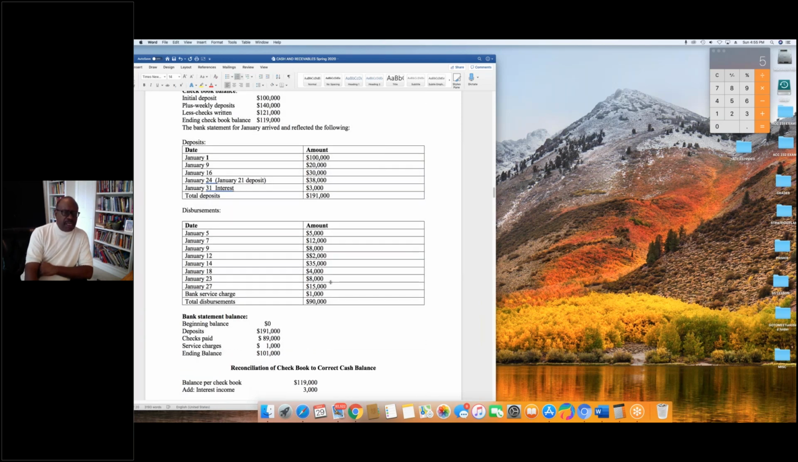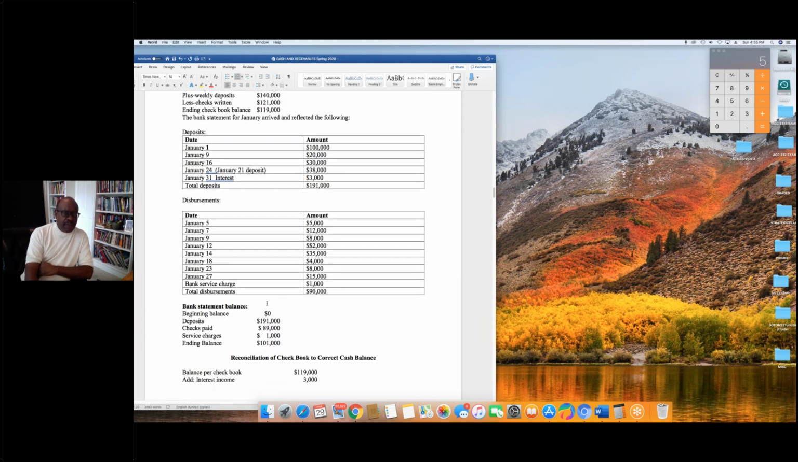So when we prepare this reconciliation, we go with the bank statement, 0. We look at their deposits, 191. We look at the checks that they paid, 89,000, the service charge. And so the ending balance for the bank is 101,000.